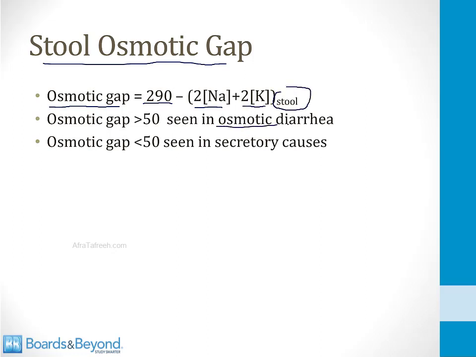If the patient has an osmotic diarrhea, the osmotic gap will be high, usually greater than 50. If the patient has a secretory cause of diarrhea, the osmotic gap will be low, usually less than 50.